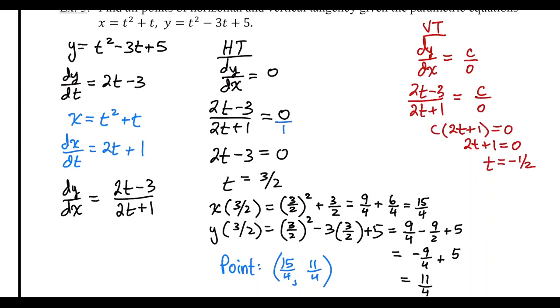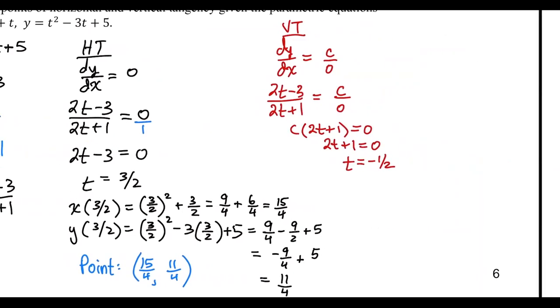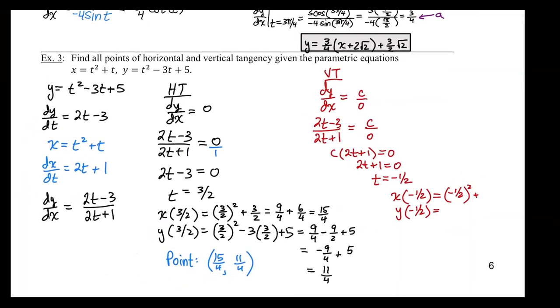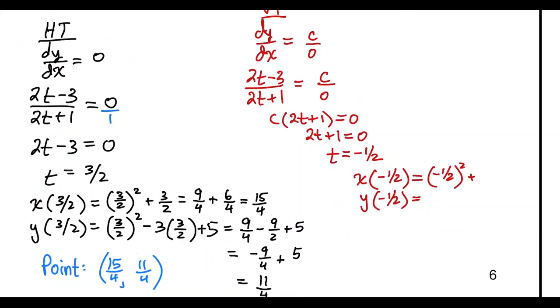All right. So pop this in for x and y. It's t squared plus t, so plus negative 1/2, or really just minus 1/2. So a quarter minus a half, negative 1/4.